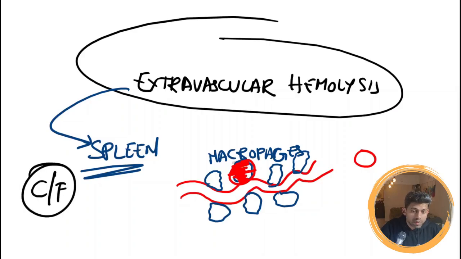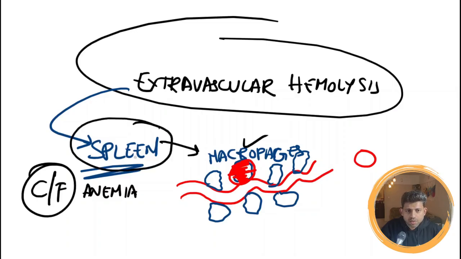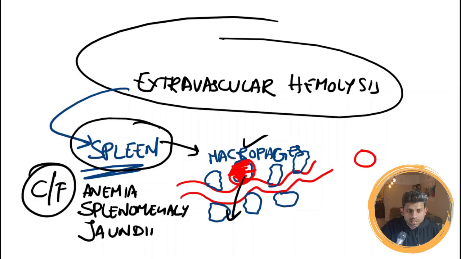Since most of the RBCs are eaten up by splenic macrophages, the patient will have anemia. And since the spleen is doing most of this work and more macrophages eat up RBCs, the spleen enlarges in size. So you get splenomegaly. And when more and more RBCs are destroyed, heme in the hemoglobin gets converted to bilirubin and you get jaundice.